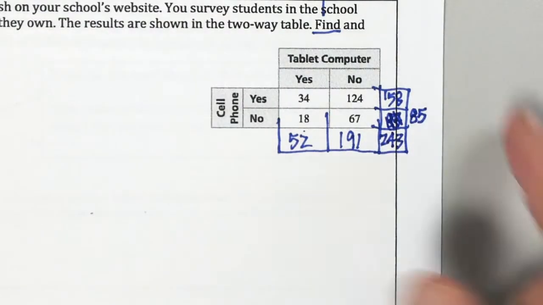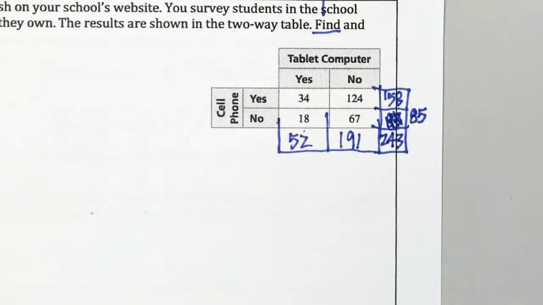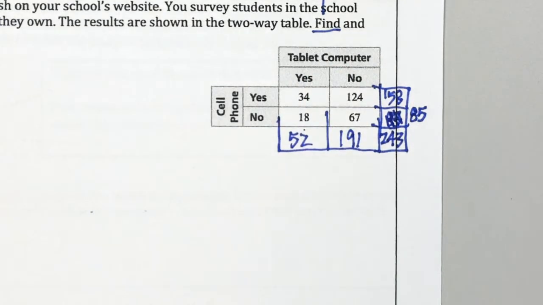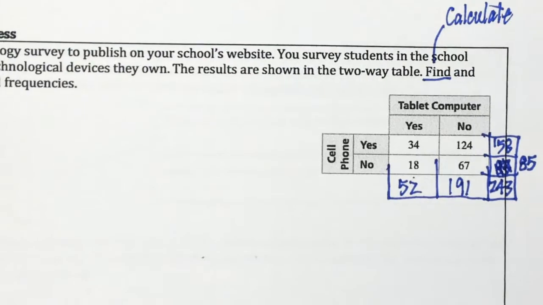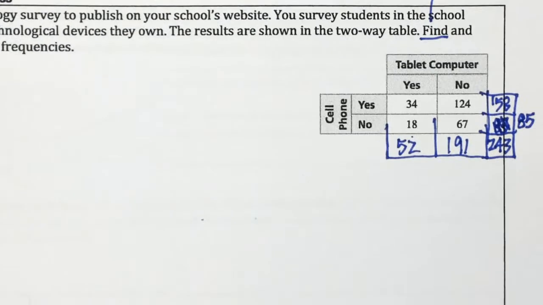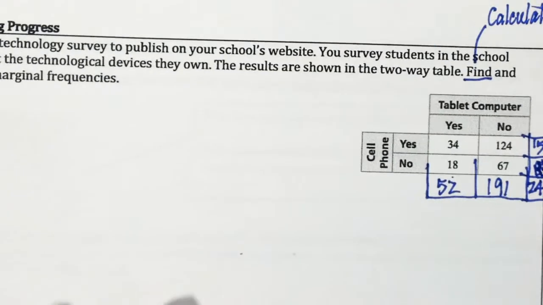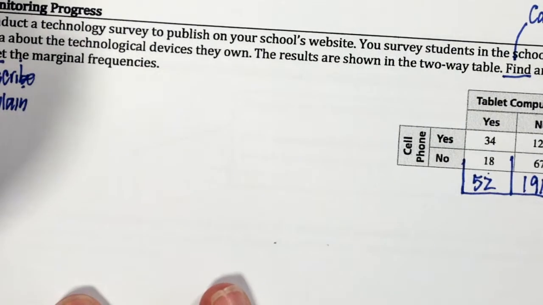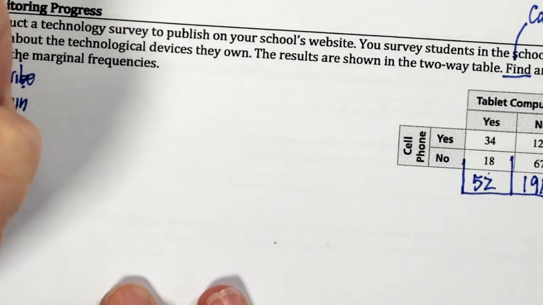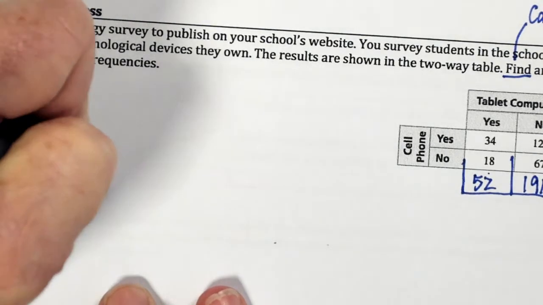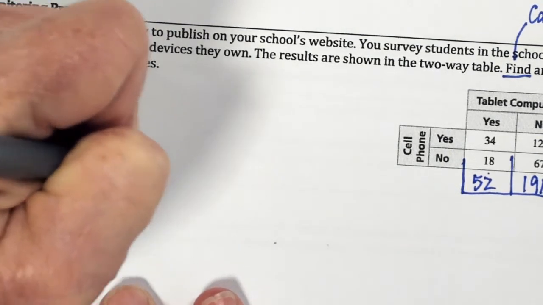So now I need to interpret. What does this data table tell me? Well, the very first thing that I want to do is talk about the number of students that were surveyed. So there were 243 students that were part of this survey. So I say there were 243 students surveyed.